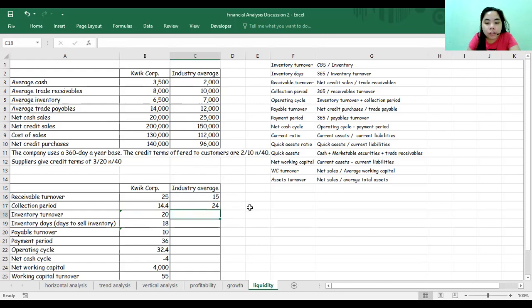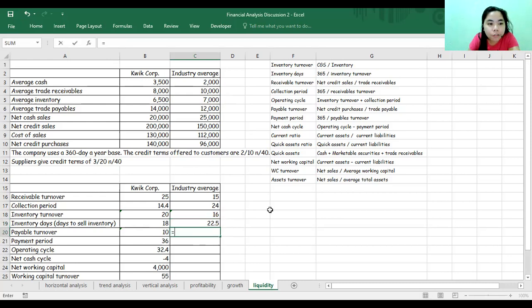Then for inventory turnover, it's cost of sales divided by inventory, it's 16. Then inventory days is 360 divided by our inventory turnover. So it's 22.5 or 23 days. 23 times siya nga nagbaligya para maubos ni ang cost of sales.